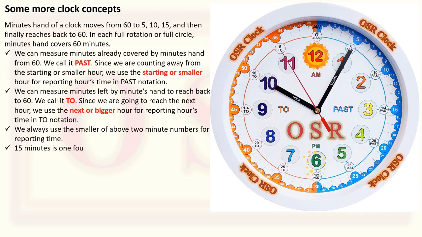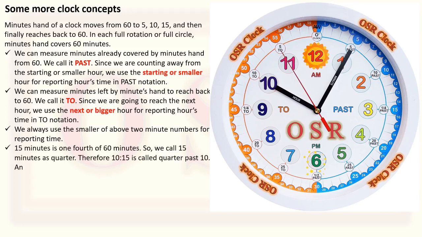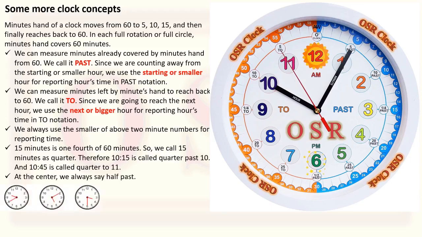15 minutes is 1/4 of 60 minutes, so we call 15 minutes a quarter. Therefore 10:15 is called quarter past 10 and 10:45 is called quarter to 11. At the center we always say half past. Now look at these clocks.